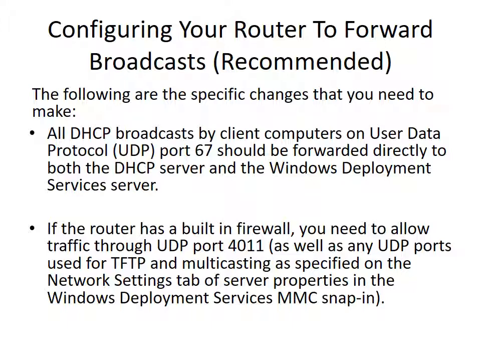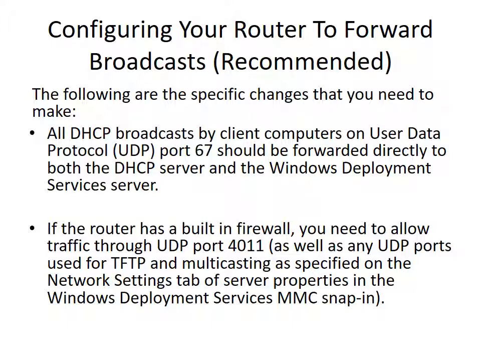So if you want to configure your router to forward broadcasts as recommended by Microsoft, here are the specific changes you need to make in order to do this. First off, all DHCP broadcasts by client computers on UDP port 67 should be forwarded directly to both the DHCP server and the Windows Deployment server. And again, this is done on your router.